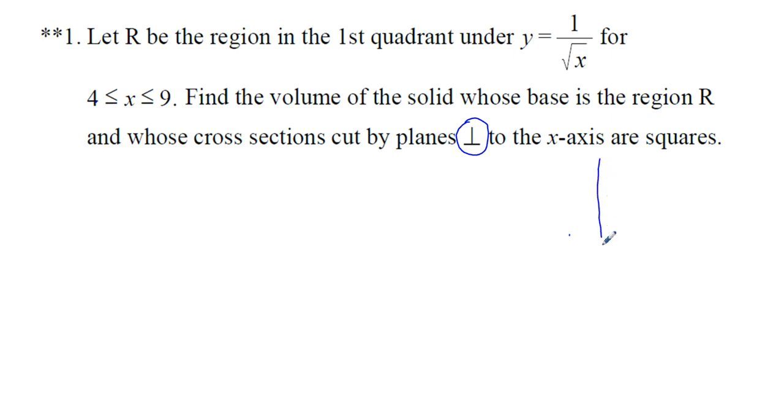So what you have is a function here, a graph, that looks kind of like the reciprocal function, except you have 1 over the square root. So it's going to look something like this. And you're going to be going between 4 and 9. So you're looking at this area here in between 4 and 9 and rising up. And this area here is the base of the solid.